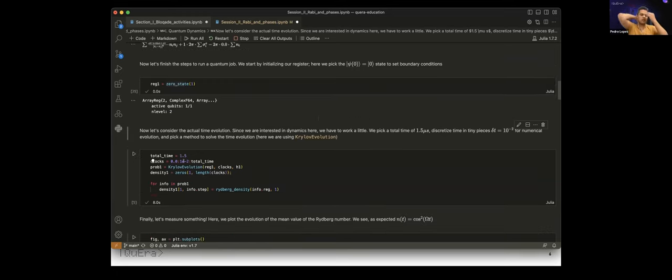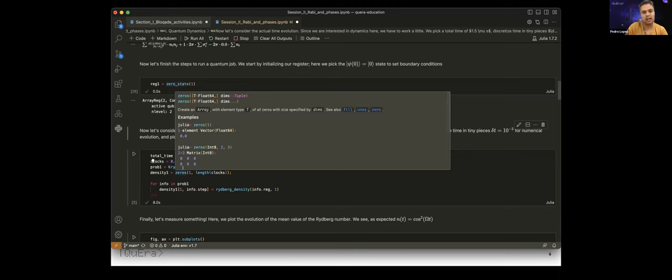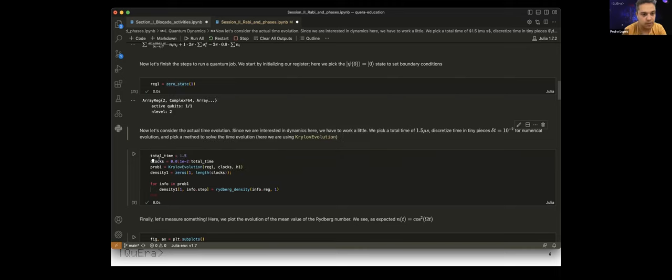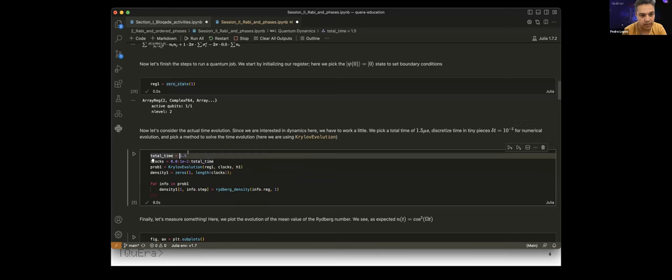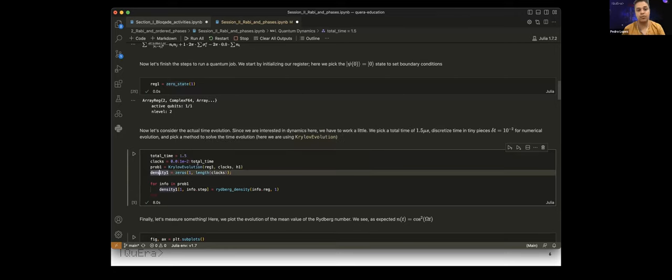The evolution here is a little bit more complicated than usual, just because we want to study a time dependent phenomenon. So we have to allow Blockade to create time slices so that we can measure at each of those times. So that's what we are doing. We're going to evolve the system for 1.5 microseconds, remembering that the time unit on Blockade is microseconds. We're going to have clocks at every 10 to the minus 2 microseconds. And we are going to choose a solver for the differential equation, for the Schrödinger equation. The solver that we're going to pick is called Krylov evolution. This is part of the Julia packages that Blockade is part of. We're going to feed it the register, that is this one. We're going to feed it the clocks at which we are measuring. And of course, we have to feed it the Hamiltonian.